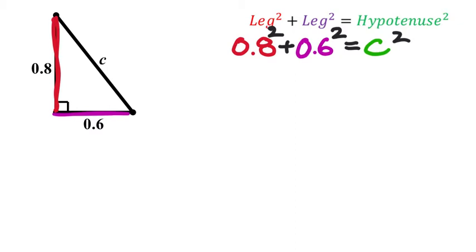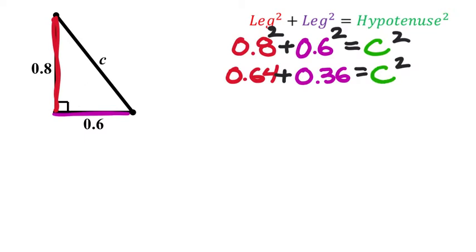Well, you're going to have to put these in the calculator to solve these. 0.8 to the power of 2, I get 0.64. And 0.6 to the power of 2, putting it in the calculator, 0.36 right there. So that evaluates the exponents, which means when we add these together, we should have the hypotenuse to the power of 2.